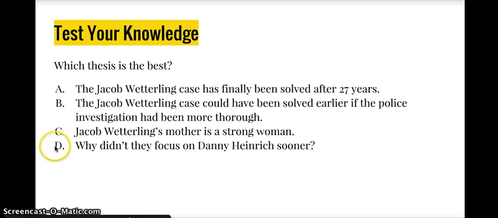The answer is B. The Jacob Wetterling case could have been solved earlier if the police investigation had been more thorough. Our topic we're talking about is the Jacob Wetterling case. Our argument is that it could have been solved earlier. Where we get specific is that we say, if the police investigation had been more thorough, makes it more specific.